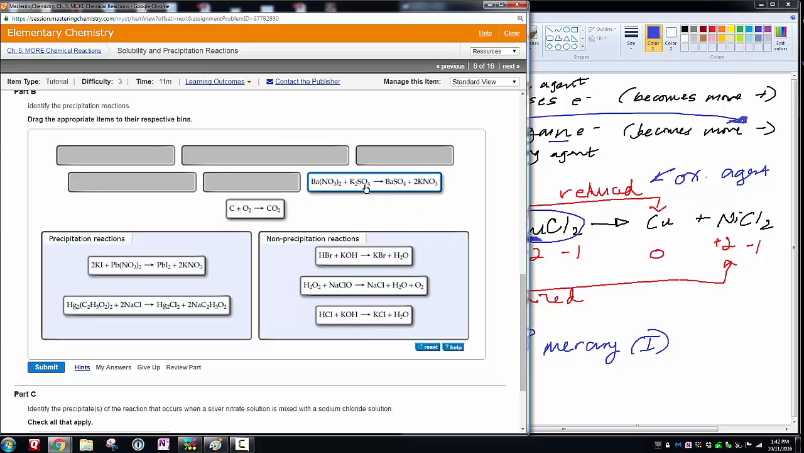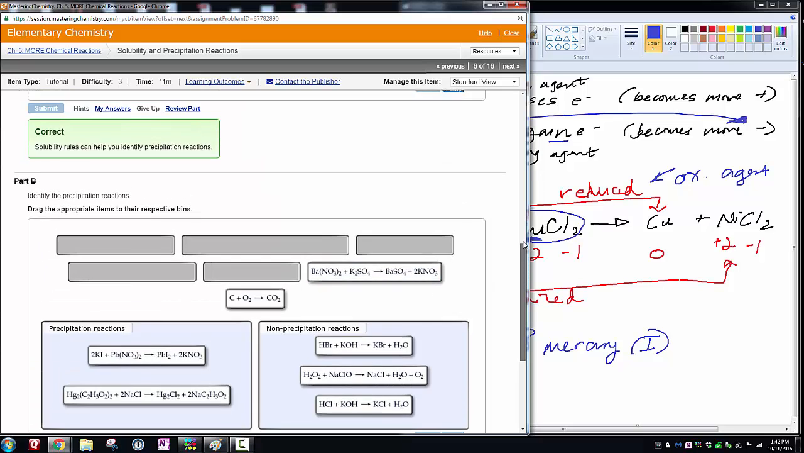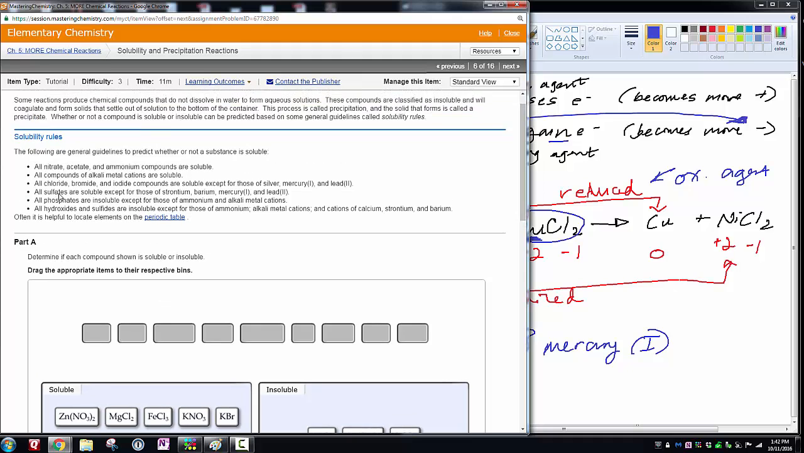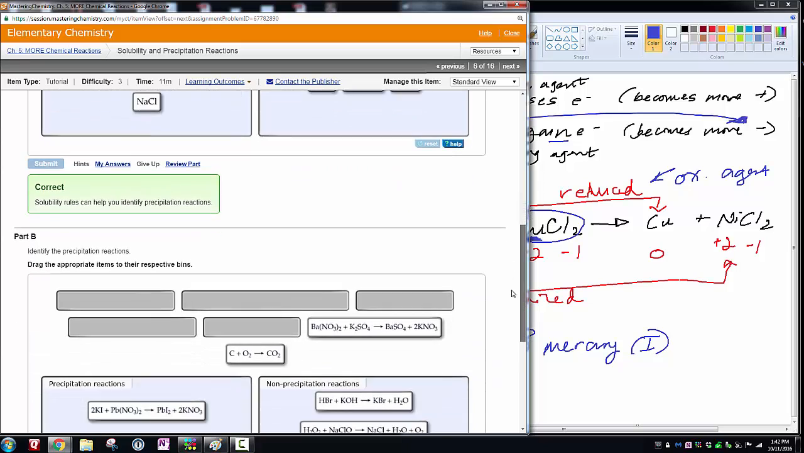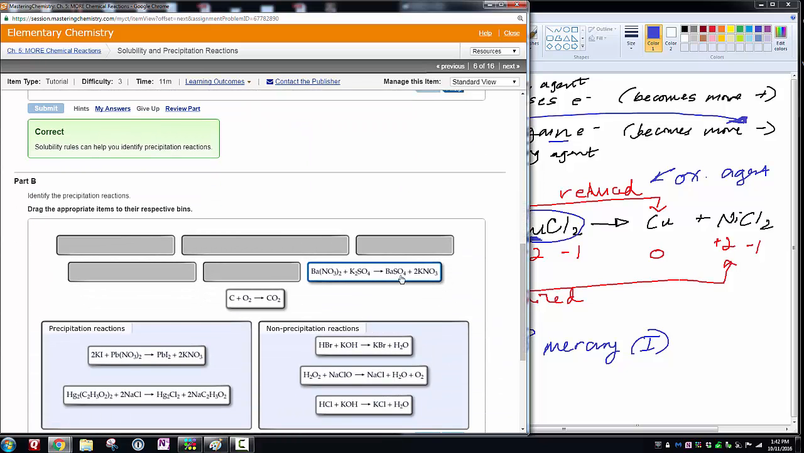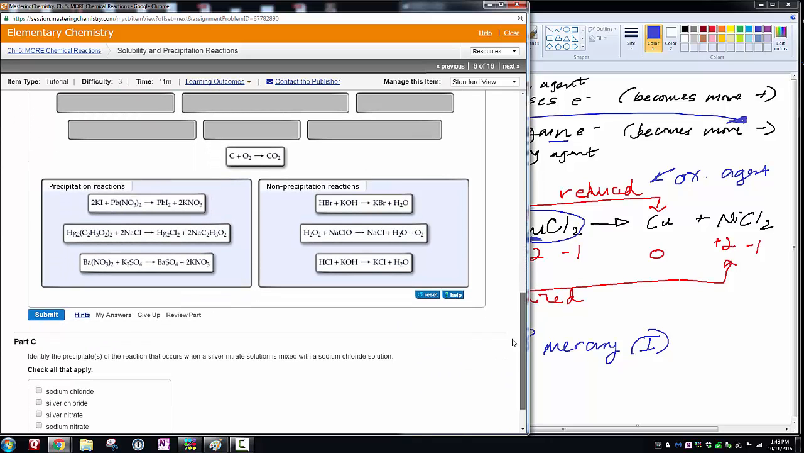Next, barium nitrate plus potassium sulfate. Barium sulfate, our rule says sulfates are always soluble unless strontium, barium, oh, that's what we've got. We've got barium and sulfate, so that will not be soluble. That will form a precipitate. And then the potassium nitrate will still be soluble. Potassium and nitrate are both always soluble. And here we've got carbon plus oxygen making carbon dioxide. Carbon dioxide is a gas, so not a precipitation reaction.